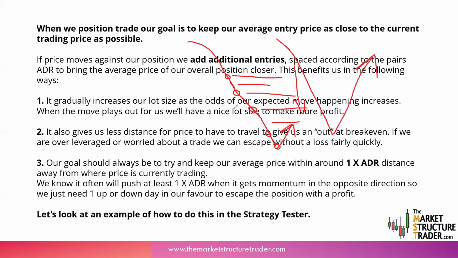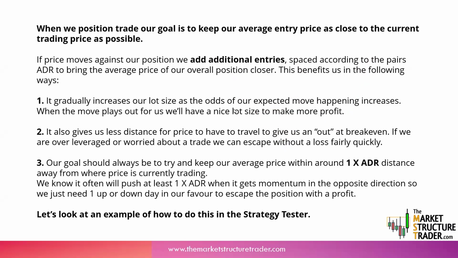Okay, but again, we'll look at that in a second. Our goal should always be to try and keep our average price within around one ADR, one average daily range distance from where price is currently trading. We know price will often push at least one average daily range when it gets momentum in the opposite direction. So we just need one up or down day in our favor to escape the position with a profit.